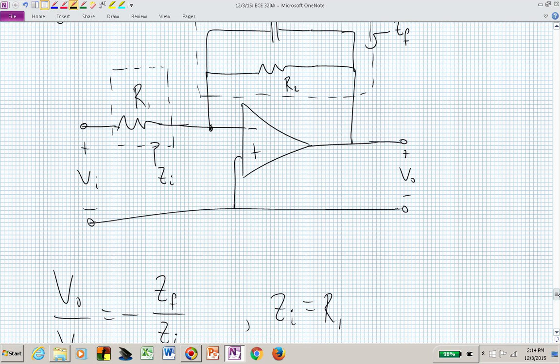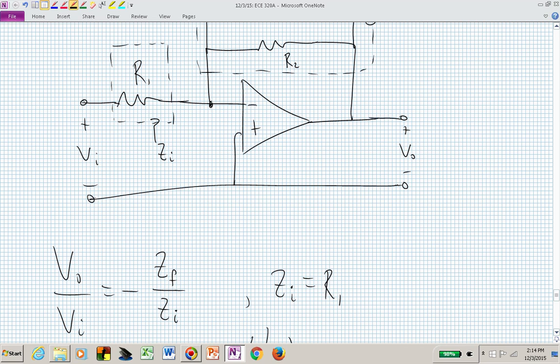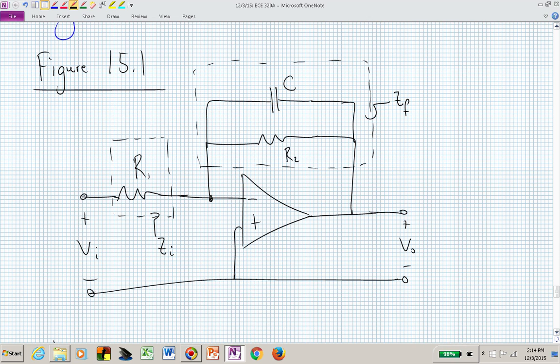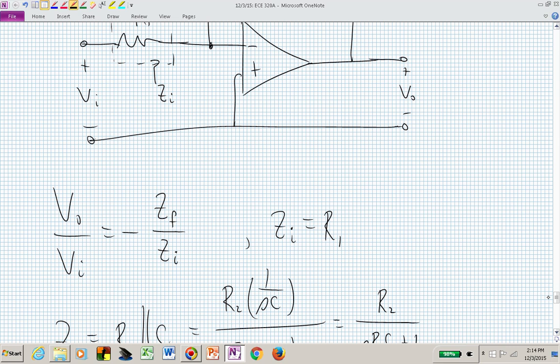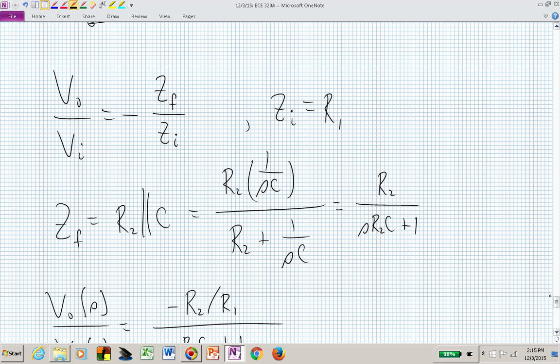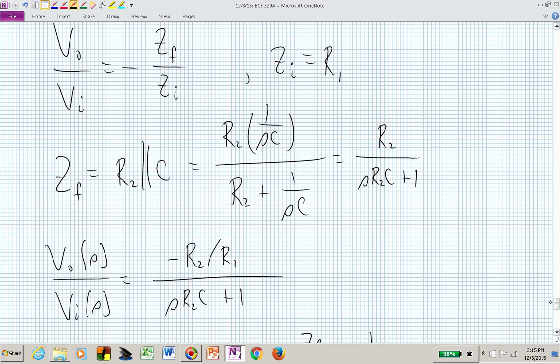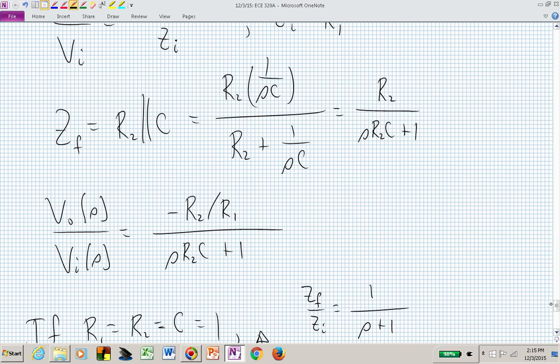We derived in class the expressions for Z sub F over Z sub I, where Z sub F is the feedback impedance and Z sub I is the input impedance. From that structure, we know the transfer function is minus Z sub F over Z sub I. Z sub I is just R1, and Z sub F is the parallel combination of R2 and C. Taking Z sub F and dividing by Z sub I, we end up with an overall transfer function equal to minus R2 over R1 divided by S R2 C plus 1.